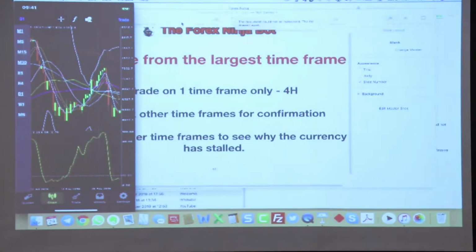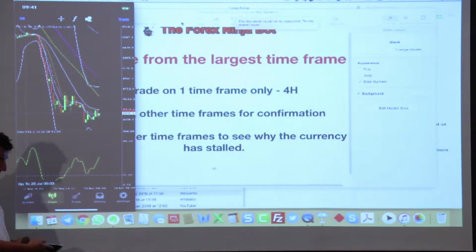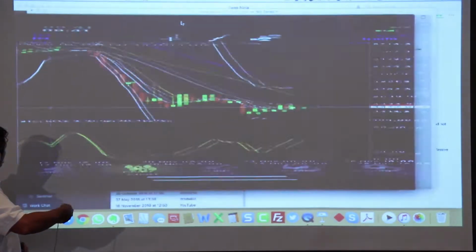Okay, cool. So let's analyze on the 4-hour chart. You can see exactly what's going on.